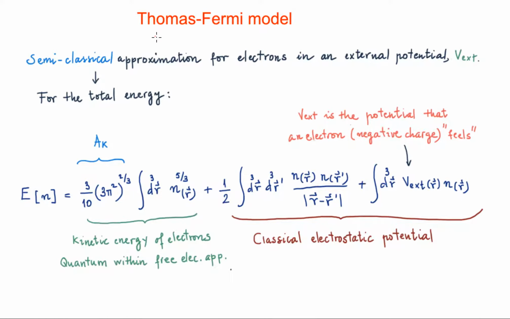In this video, we are going to analyze the Thomas-Fermi model, which is actually a kind of first density functional theory. It was derived by Thomas and Fermi independently in 1927, and the main aim they had was to describe the electronic density in an atom. This is a quite challenging problem.